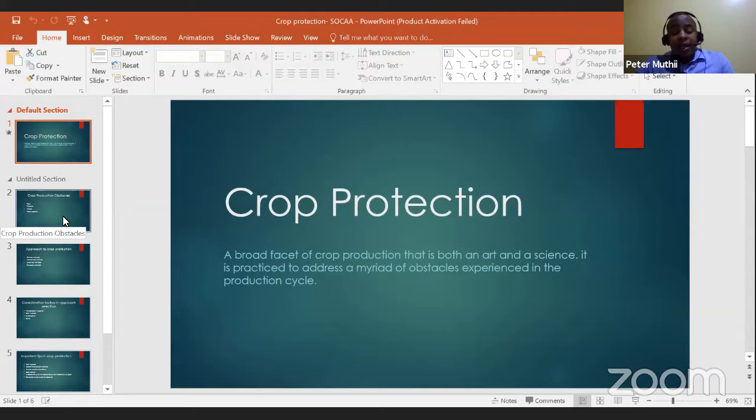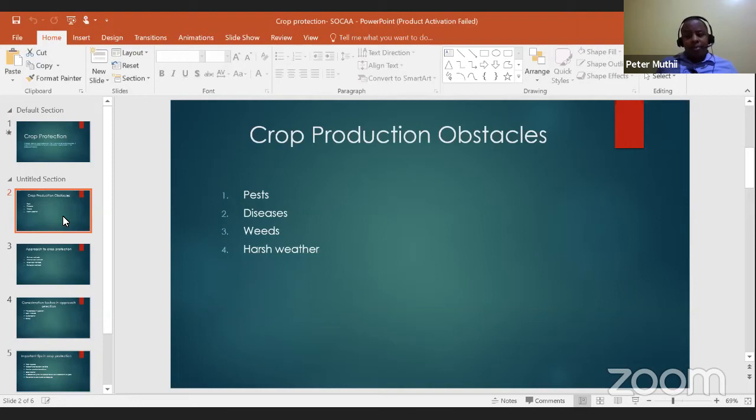Most farmers will talk about pests and diseases. We have weeds and often the weather. Sometimes the weather could be too harsh for the crop, and it becomes an obstacle to that crop. To talk about pests, a pest is any organism that will attack a host in any beneficial crop that a farmer is growing for profit making. So you as a farmer need to understand, what kind of pest am I dealing with? Is it attacking my leaves? Is it attacking the stem? Or is the pest attacking the root? Which is the best mechanism to handle such an obstacle when it strikes?